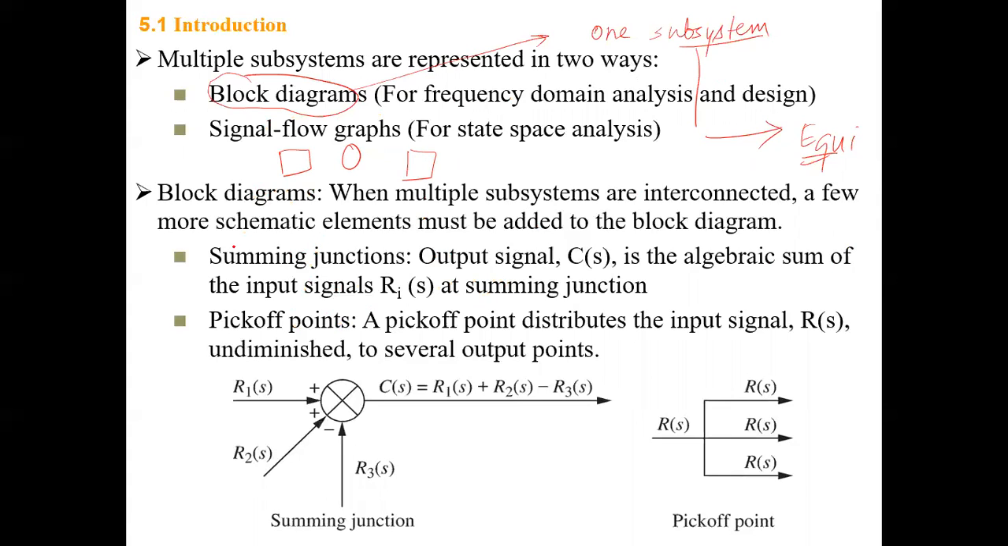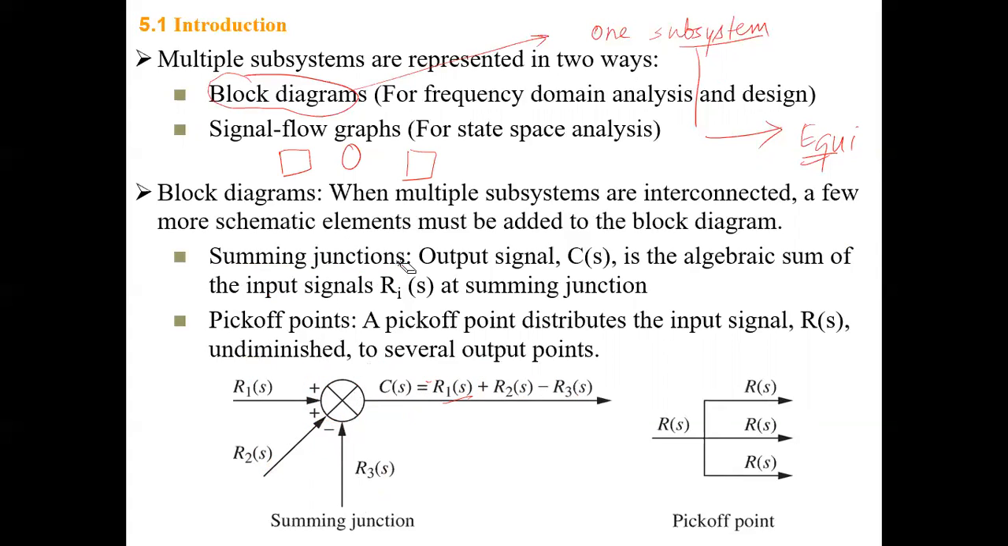One is the summing junction. I think we already did that, the summing junction, where the output signal is the algebraic sum of the input signals. In the summing junction, we add all those things, R1, R2, R3, then you get the output, which is R1 plus R2 minus R3 in my case, because R1 is plus, R2 is plus, but R3 is minus. That's what we have here, plus, plus, and minus. That's the summing junction.